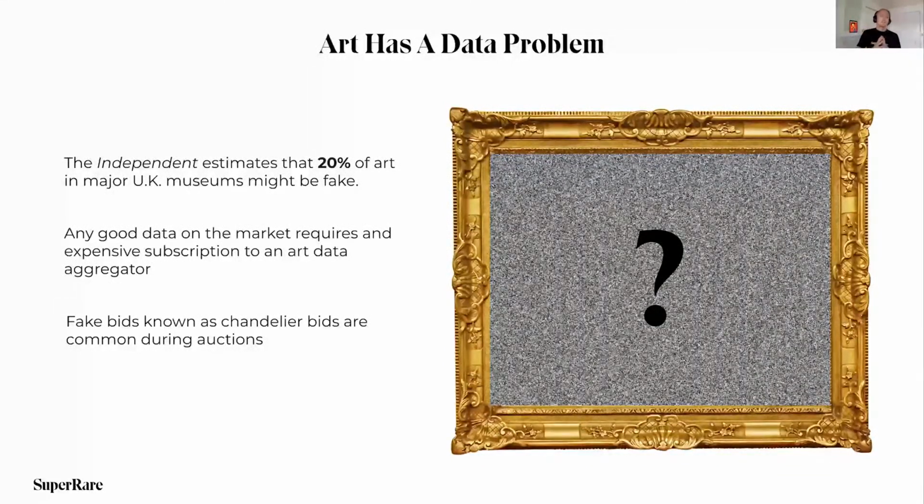In addition to that, auction houses, one of the few parts of the art market where they're required to have public data, are known for what they call chandelier bids. So these are bids that are posted on the chandelier in the back. So even when you're bidding on a piece of art, you don't actually know if you're just bidding against yourself and the auction house is facilitating that.